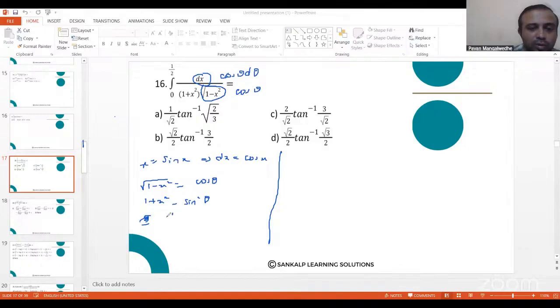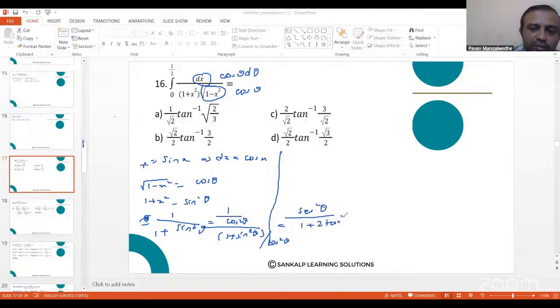1 upon, same dx, is 1 upon 1 plus sin square theta, which equals 1 upon cos square theta, the whole upon 1 plus sin square theta by cos square theta. So the denominator of the denominator will go to the numerator, as you know, and it will become sec square theta by 1 plus 2 tan square theta.